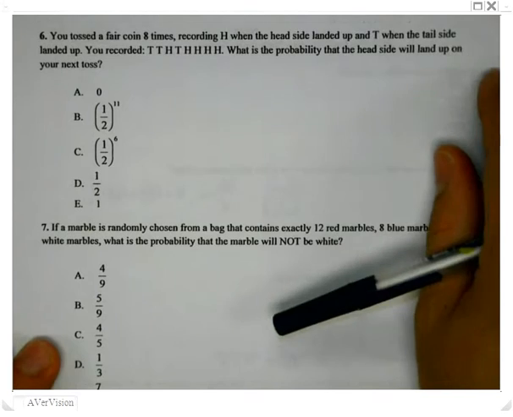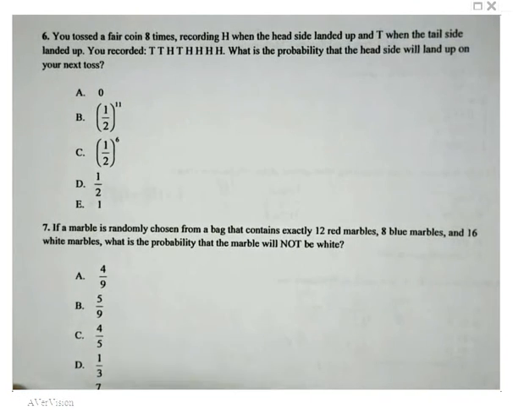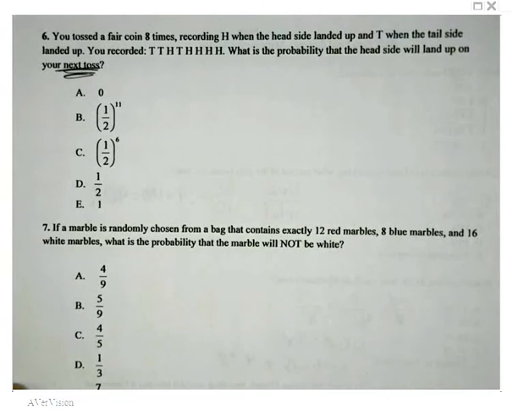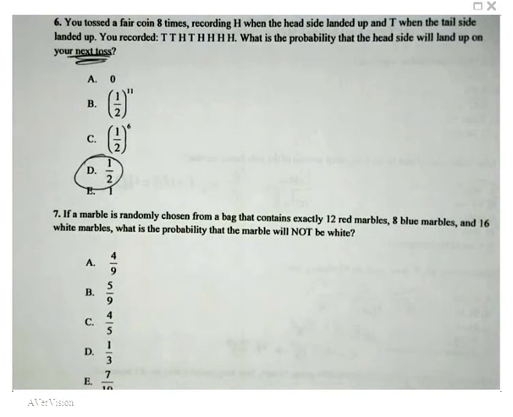Okay, so next, I tossed a fair coin 8 times, recording heads and tails. On my next toss, so if I just took a coin out of my pocket right now, what's the chance of getting heads is what's being asked. 1 out of 2. Don't get sucked in with all the other questions and all the other info that's there.